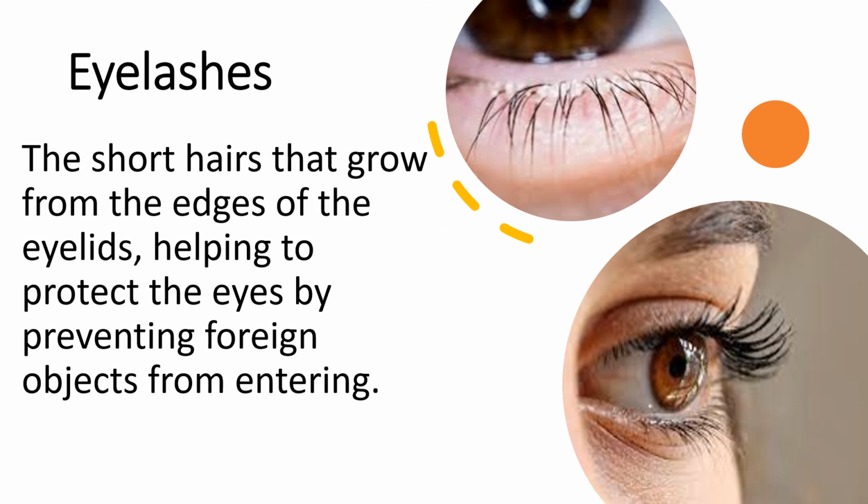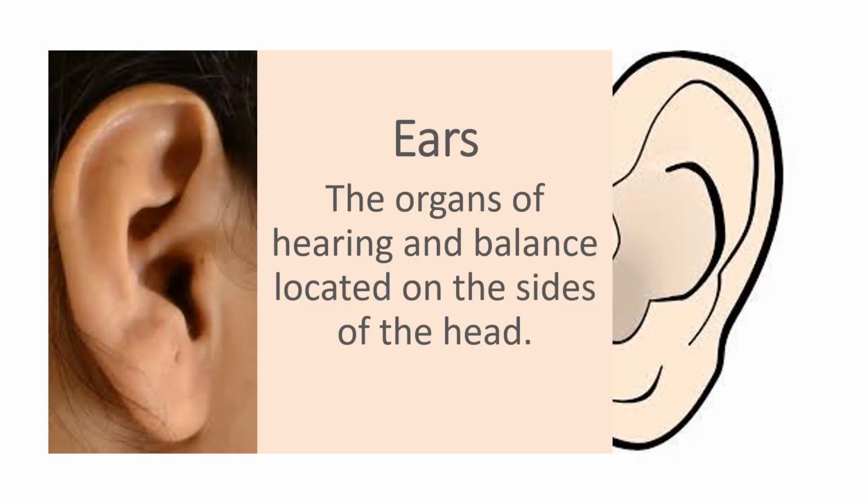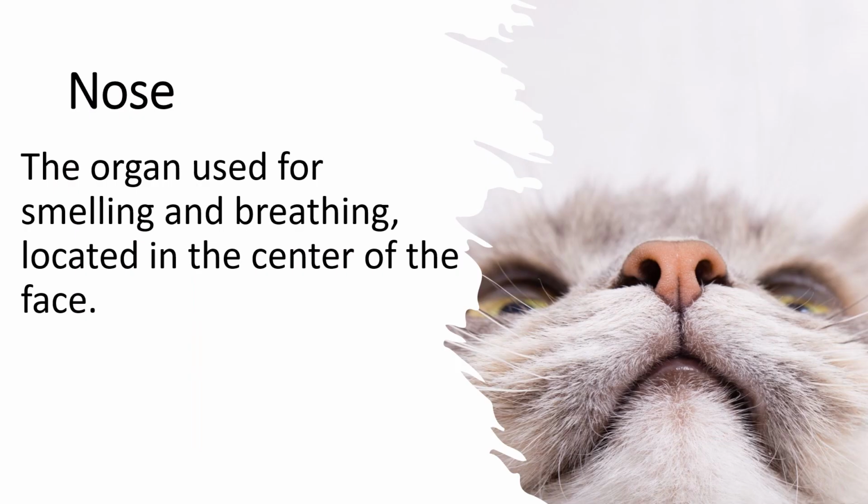Eyelashes, the short hairs that grow from the edges of the eyelids, helping to protect the eyes by preventing foreign objects from entering. These are the eyelashes. Ears, the organ of hearing and balance located on the sides of the head. Nose, the organ used for smelling and breathing, located in the center of the face.